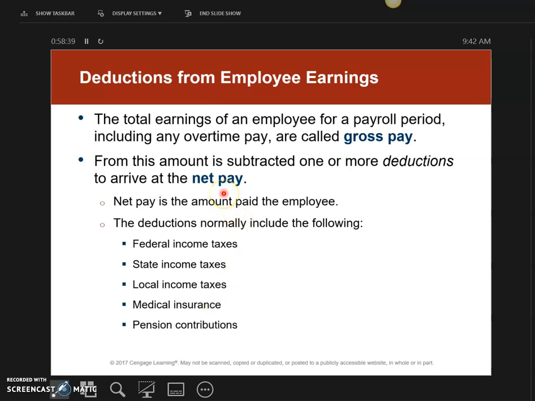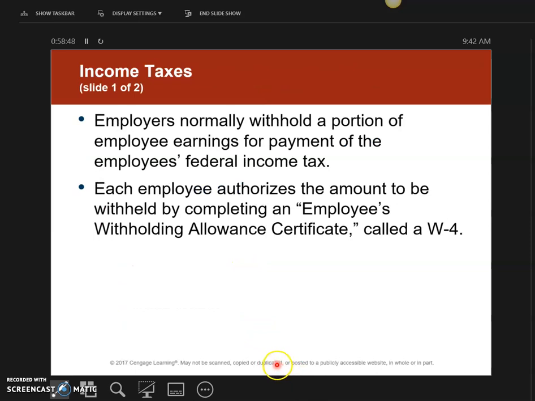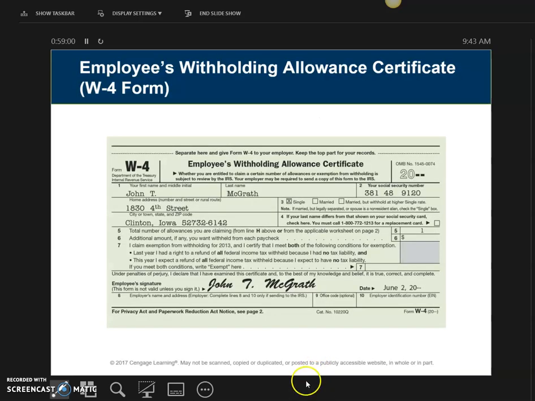And then you bring home the net pay. So how does an employer know how much FIT and SIT to take out? When you start a brand new job, your employer is going to ask you to fill out a W-4 form. Now, this is 2020, and they have changed it this year to make it way more complicated.